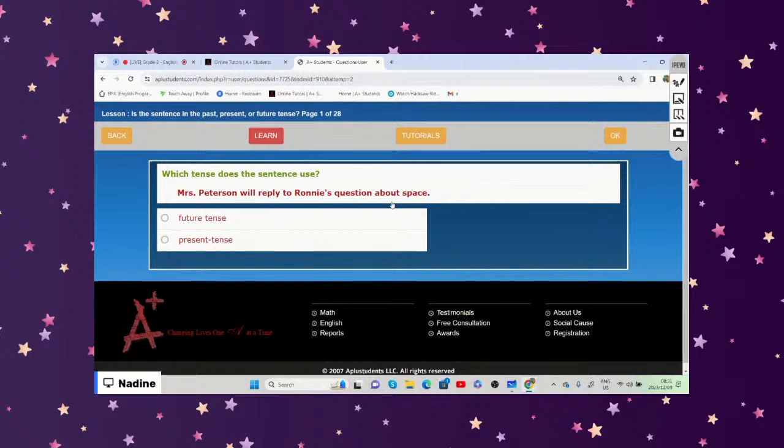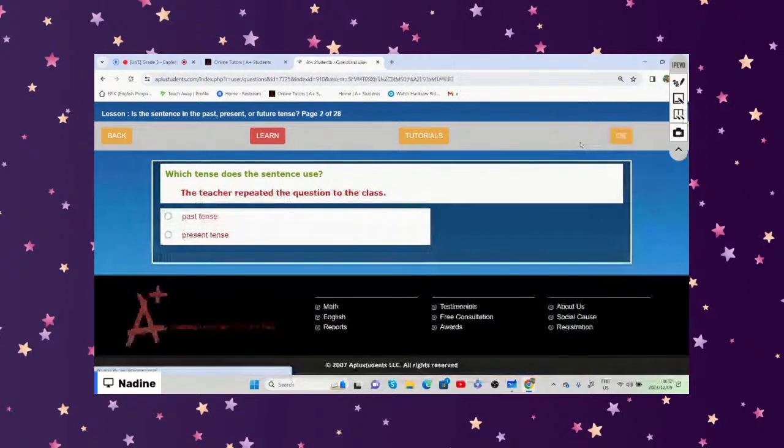And if we were to choose the correct answer, we would say it's in the future. Especially if we look at the word will, the word will gives us indication that it is the future tense. So well done. Future tense is correct. The teacher repeated the question to the class. Is that past tense or present tense?